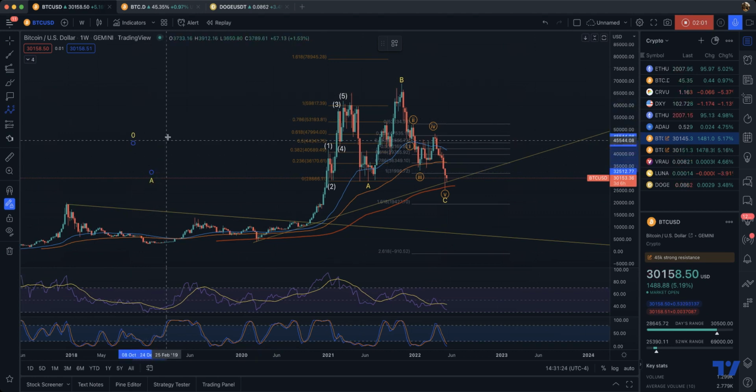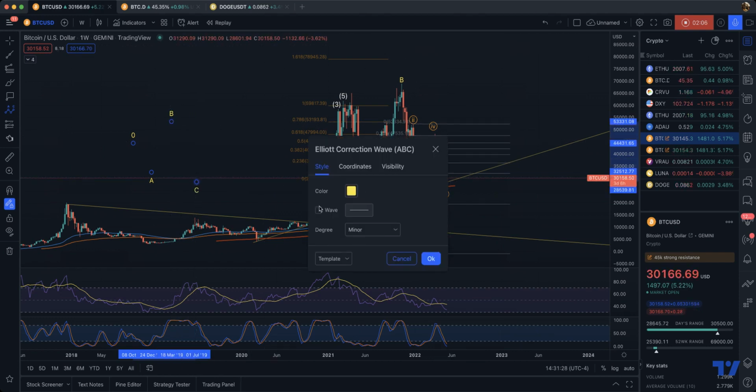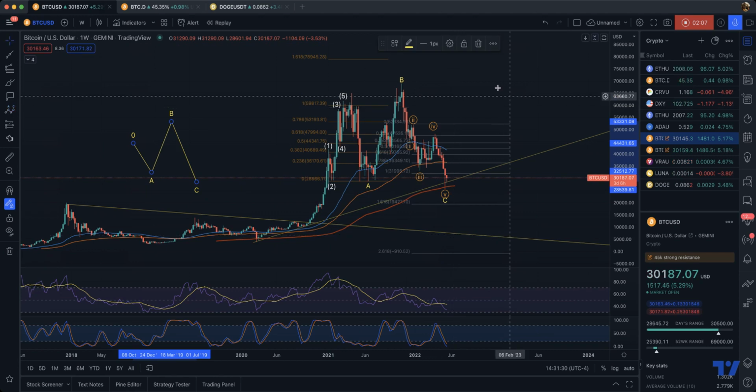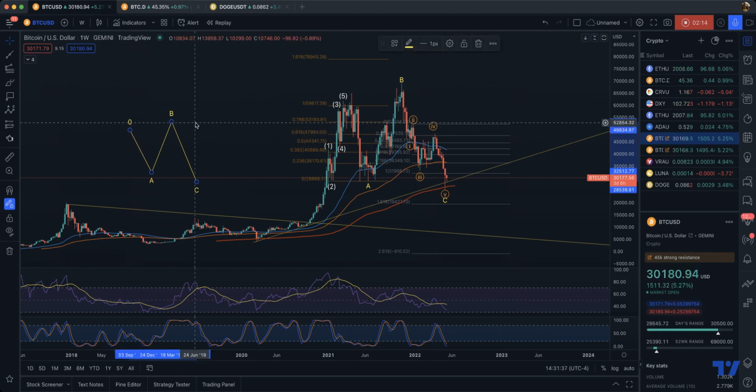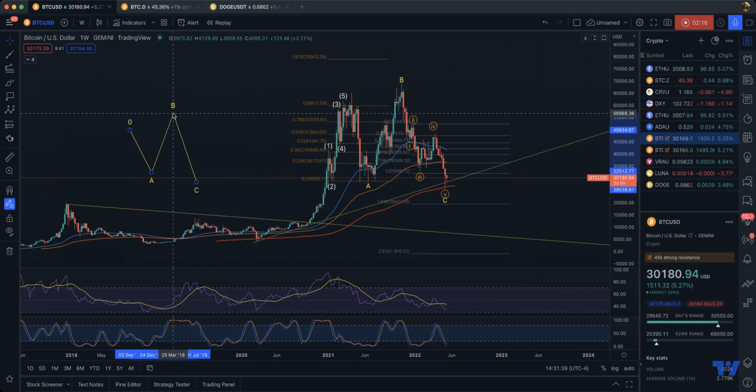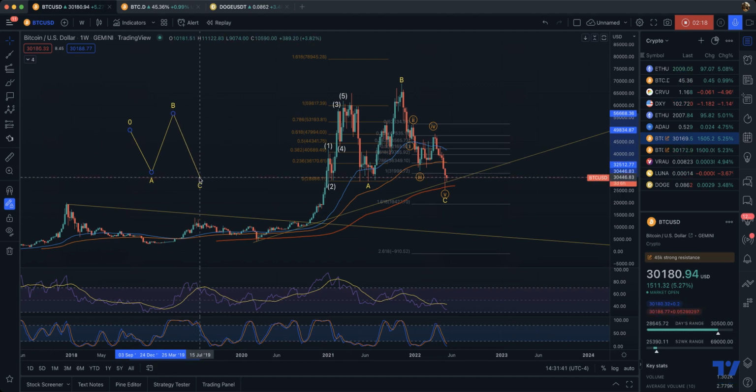A, B, and then C. And it looks like that. Whereas, wherever the A comes from, let's say the A starts over here, the B overshoots it, and then the C still overshoots the A. And it's a flat, meaning 3 down, 3 up, 5 down.